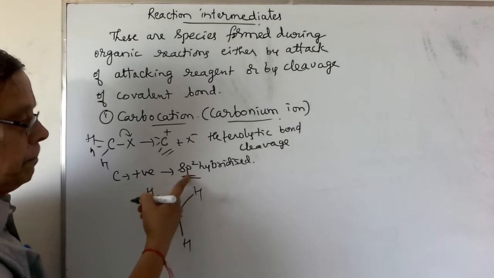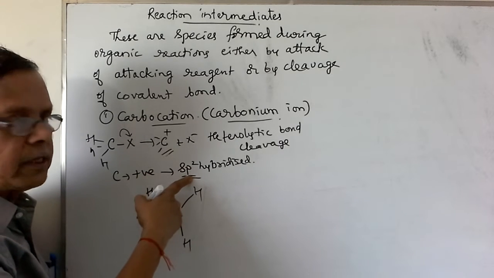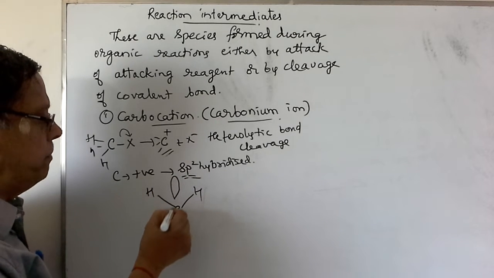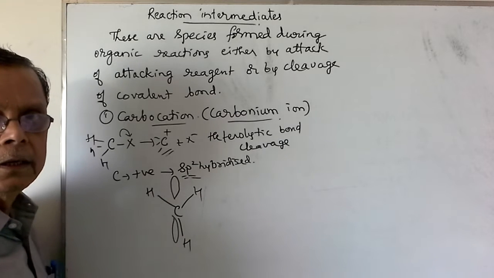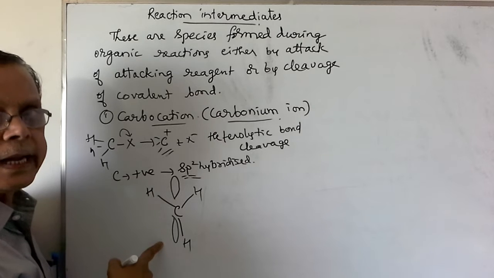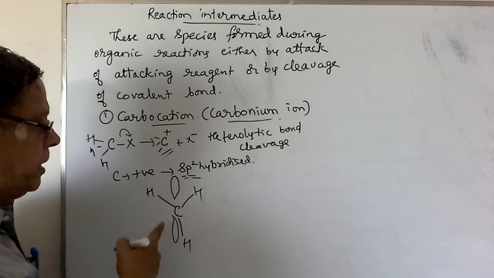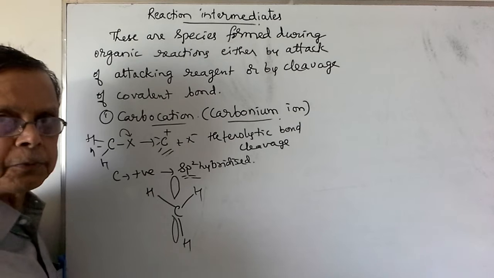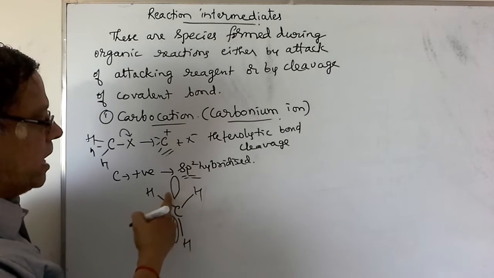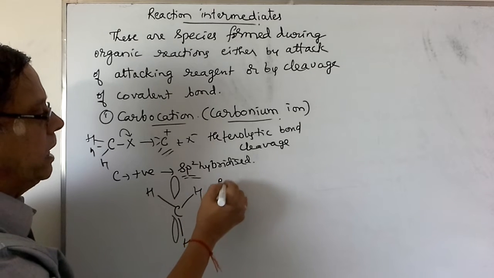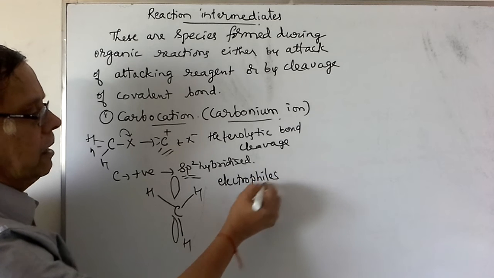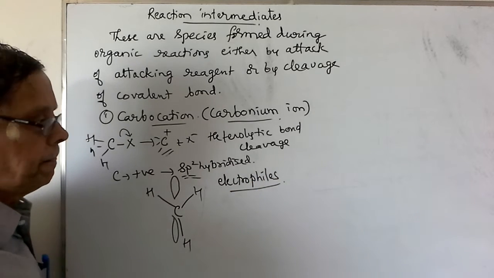But since only two p orbitals are involved in the hybridization, one more p orbital is present, which is actually present above and below, like this. But it does not contain any electron. It is vacant. That's why it is behaving like an electron deficient species. So such a carbon atom which is electron deficient can behave as an electrophile also. So carbocations can also behave like electrophiles.